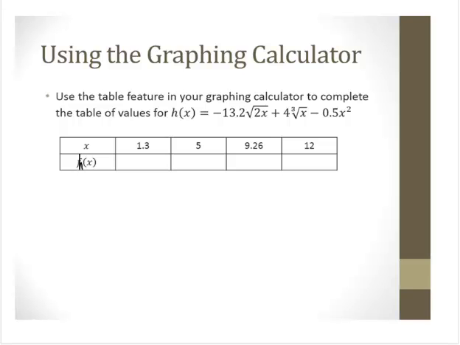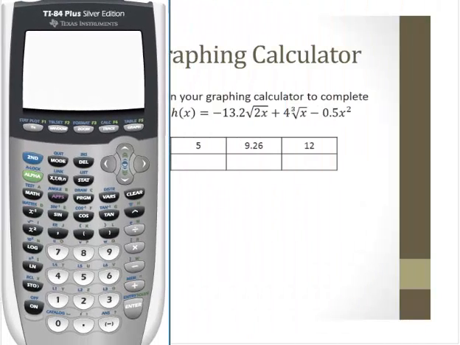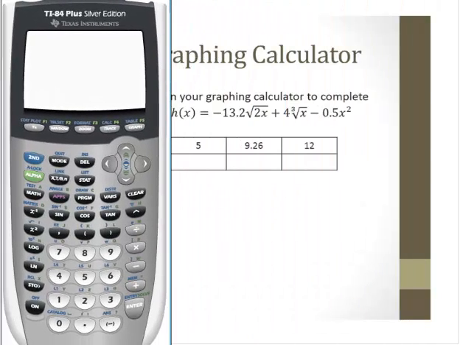Let me bring up my calculator. I'll move it to the left so we can see better. All right, so I've got this h of x and I've got this formula. We do that in the y equals screen. I've got something else there, let me clear it out. So in my y equals screen, I'm going to start typing in the equation. I'll type in negative. Now be careful, make sure to use the negative and not the subtraction.